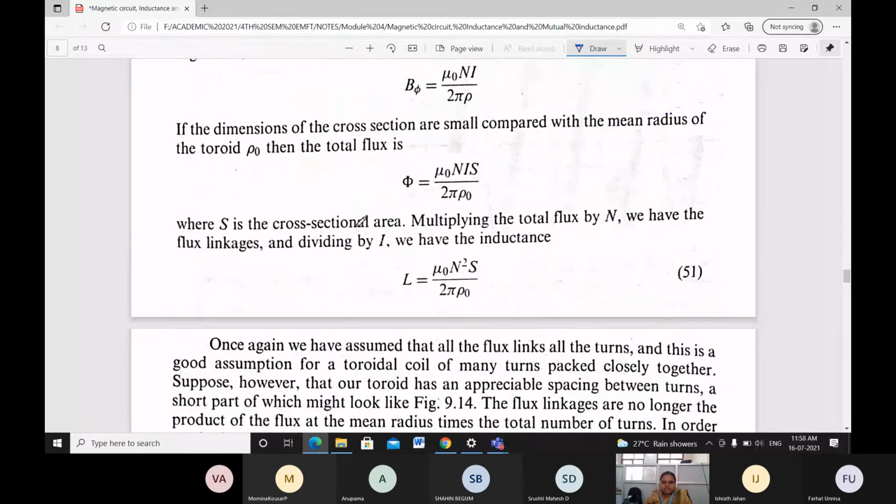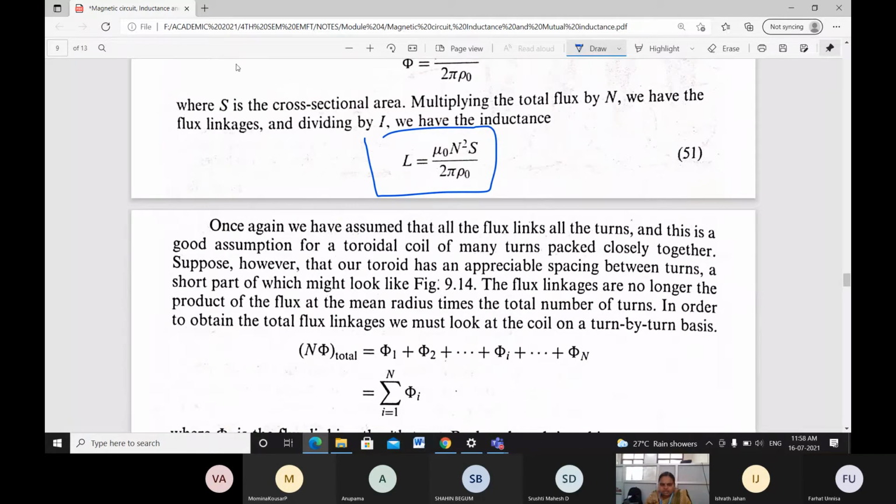Where S is the cross-sectional area. Multiplying the total flux by capital N gives the flux linkages, and dividing by I, the inductance is going to be mu naught N squared S divided by 2 pi rho naught. This is the equation you will get. Once again we assume that all the flux links all the turns, and this is a good assumption for a toroidal coil of many turns packed closely together, meaning the turns are tightly enclosed.